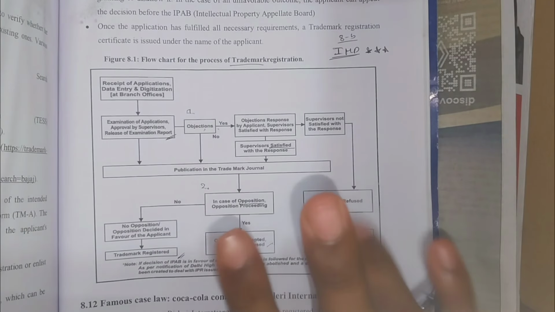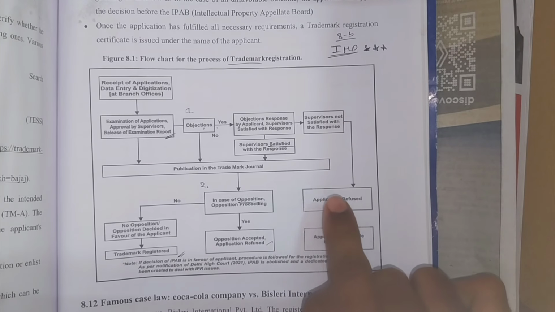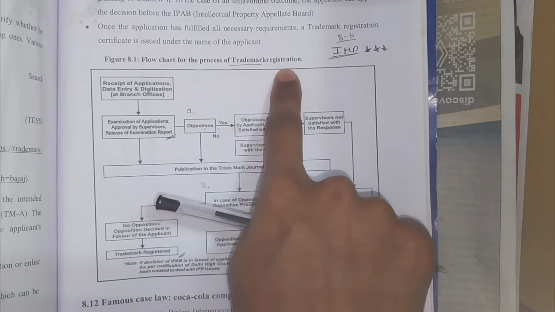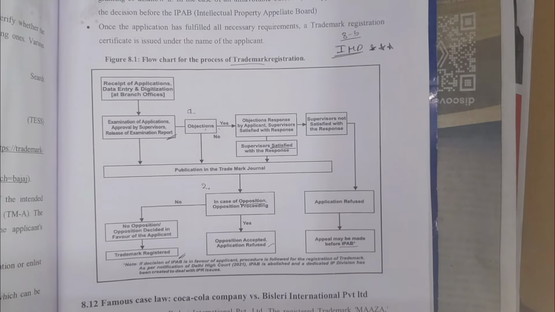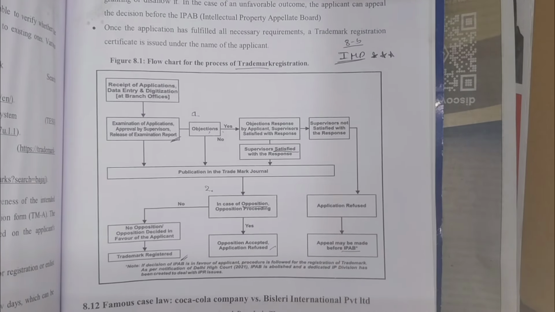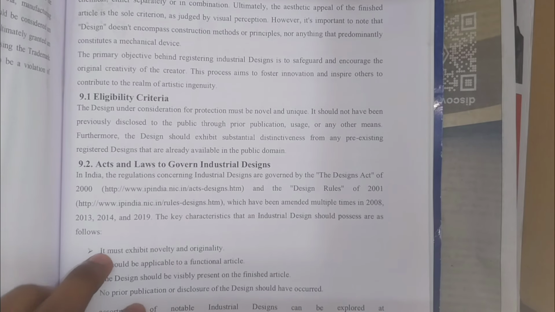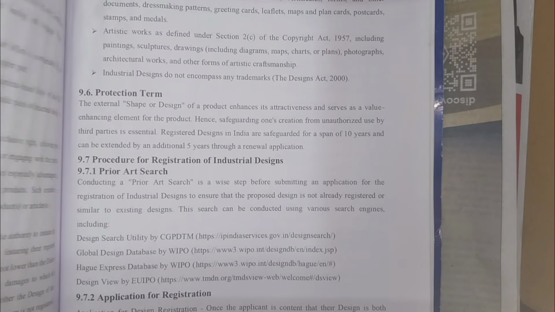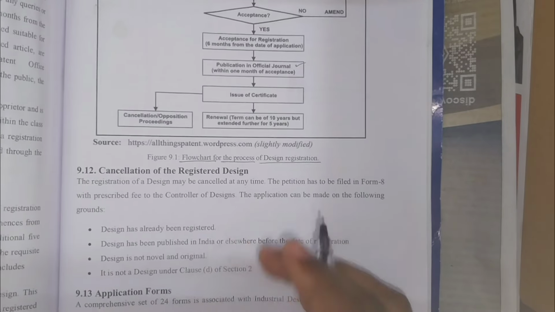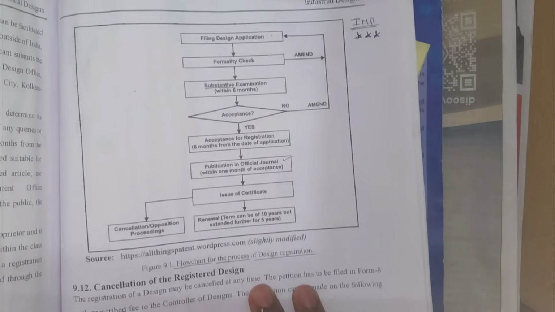From the third module there are two, that is, patent and trademark related flowcharts. You just have to practice. Next, in the fifth module, let's see the fifth module. In the fifth module, the industrial design registration flowchart is there.